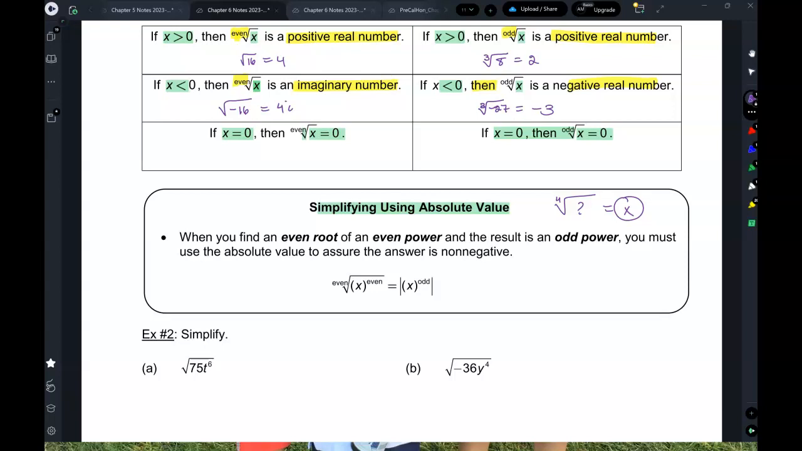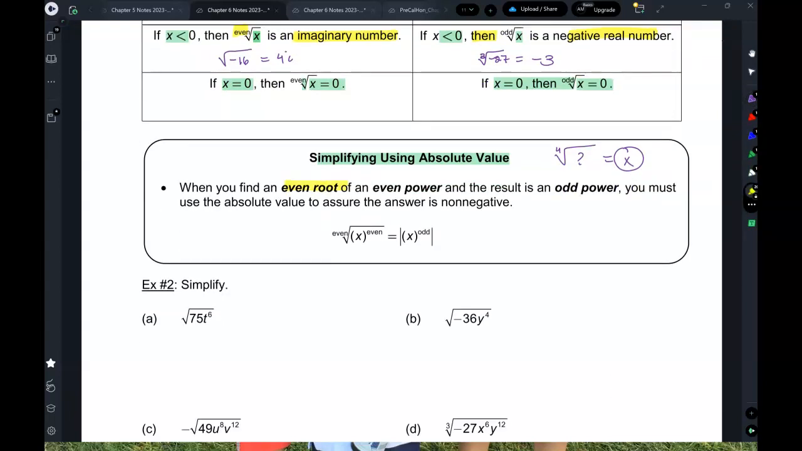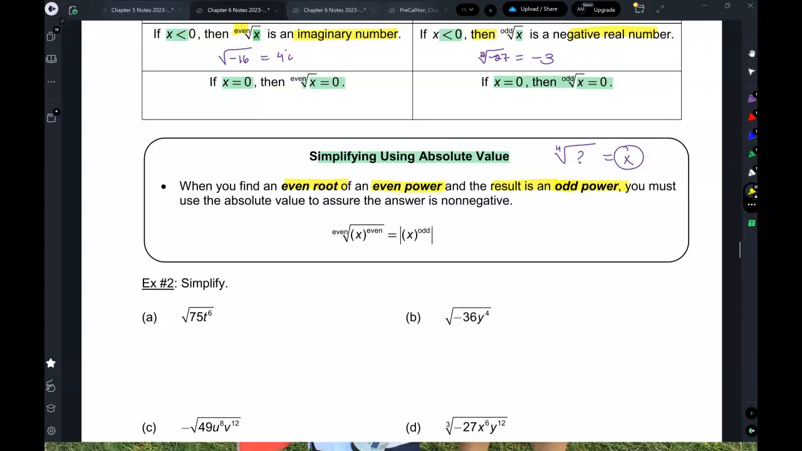So then, here is the rule. When you have an even root of an even power and the result is odd, you must use absolute value. In short, here is what you say. If you have even, odd, you have to use an absolute value. Okay, even, odd. Just remember even, odd.